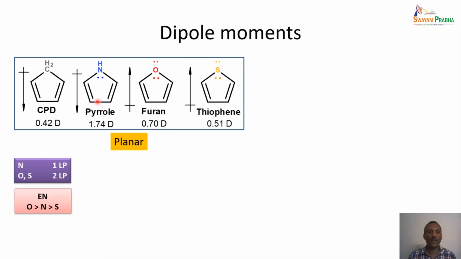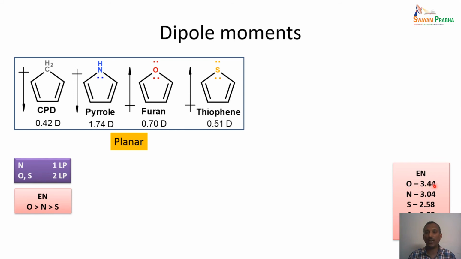And in the case of nitrogen, we only have one lone pair, whereas in the case of oxygen and sulfur, we have two lone pairs. So this is one of the reasons the dipole is pointing towards the heteroatom in the case of furan and thiophene. And when we look at the electronegativity, oxygen is more electronegative than nitrogen, which in turn is more electronegative than sulfur. Here are the electronegativity values of all the elements shown here.